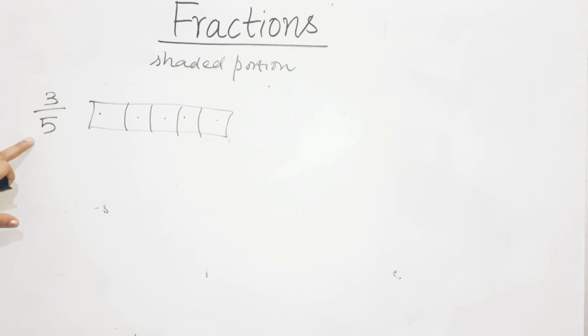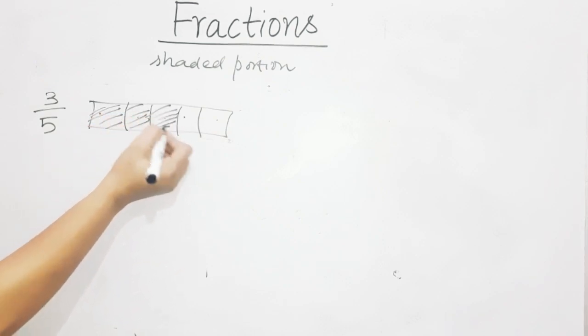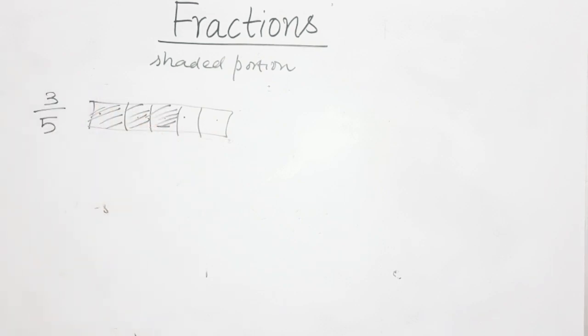So denominator represents the total, numerator represents the parts which are shaded or non-shaded. As per the question, it is written: shade the following figures as per the given fractions. So 5 out of 3 should be shaded. So I have to shade how many parts? 3 parts. So you have to do it in your maths book. You can use crayons also and shade it.